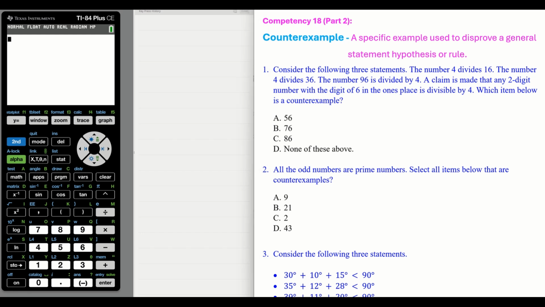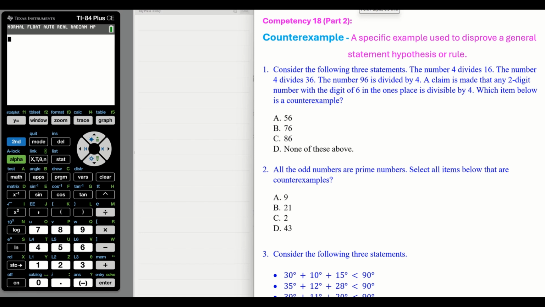Okay, so number one, consider the following three statements. The number 4 divides 16. The number 4 divides 36. The number 96 is divided by 4. A claim is made that any two-digit number with the digit of 6 in the ones place is divisible by 4. Which item below is a counterexample?